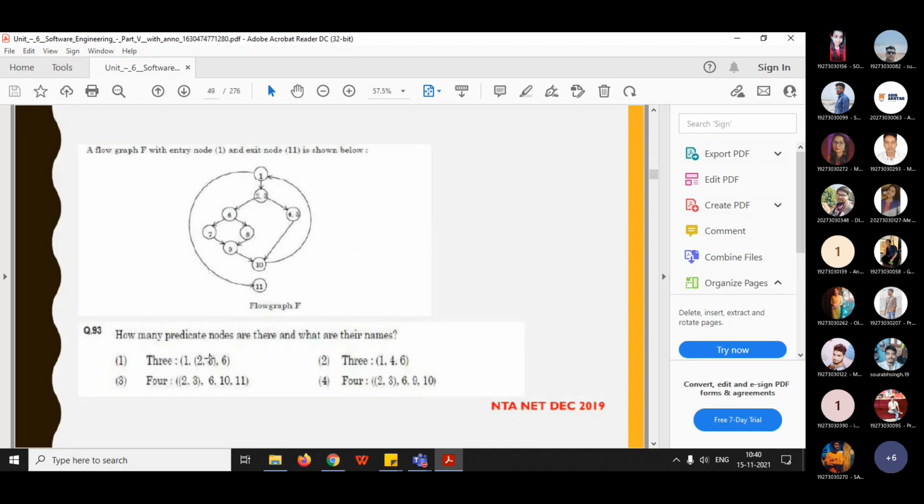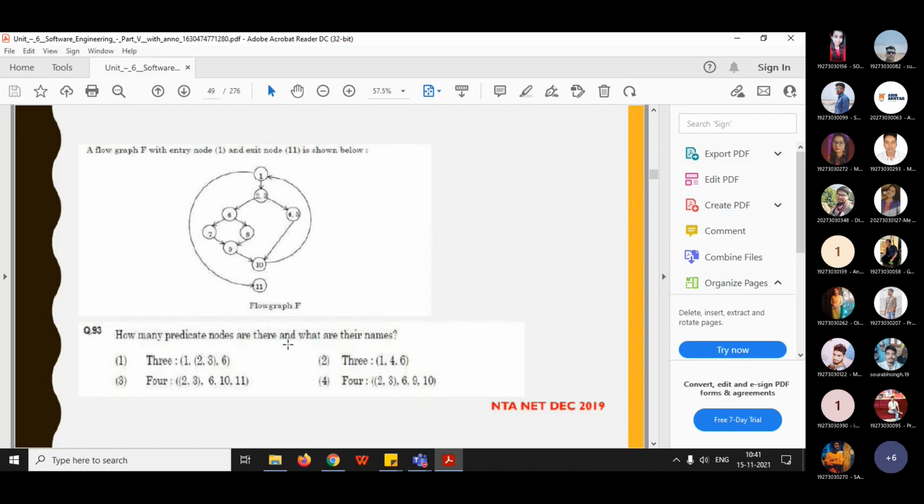Okay. Now see, the next question is: how many predicate nodes are there and what are their names? This is very easy. I have already explained it in question number 1. So tell me which one is correct. How many predicate nodes?